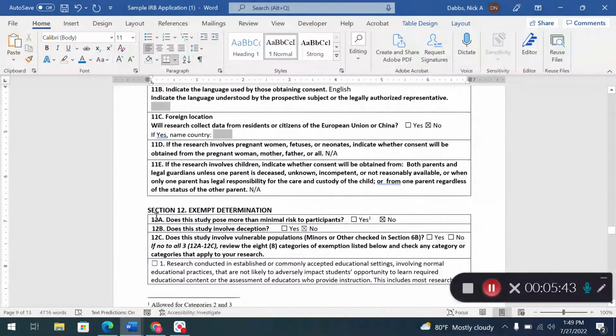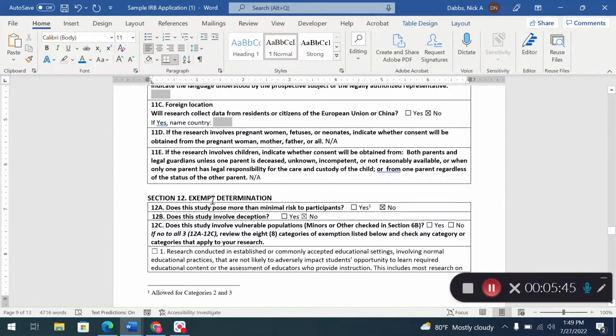So we are on our final section here, which is exempt determination. 12A asks, does the study pose more than minimal risk to the participants? Again, we've indicated no, and that's also indicated through us completing that waiver of informed consent form. 12B asks, does this study involve deception? No, but obviously if it did, you want to put yes.